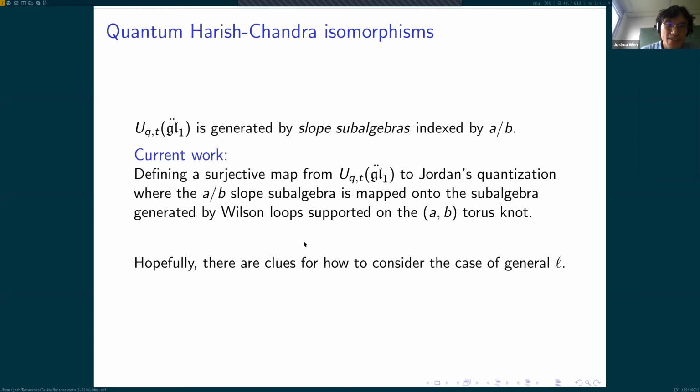Hopefully the quotient is exactly the spherical DAHA, or Jordan's quantization. What you'd like is for the slope subalgebra a over b to be mapped to the subalgebra generated by Wilson loops on the (a,b) torus knot. It would be a very pretty picture. And hopefully along the way, we figure out clues for how to do this for general L. If you could figure out that quotient, then maybe you have this wreath spherical DAHA that would quantize the phase space of the spin Ruijsenaars-Schneider integrable system with L degrees of freedom.